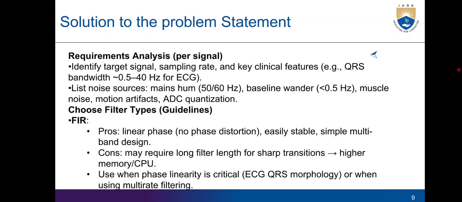Solution to the problem statement: requirements analysis for signals. Identify target signals, sampling rate, and key clinical features. Bandwidth 0.5 to 40 Hz for ECG. List noise sources: mains 50 to 60 Hz, baseline wander.